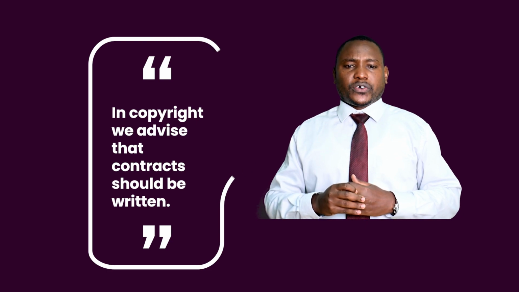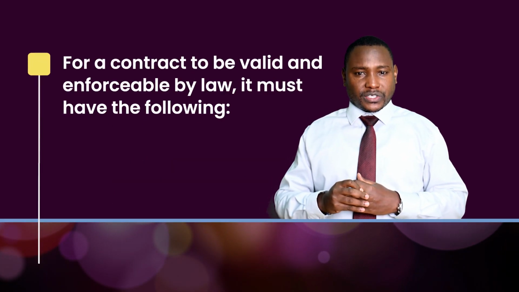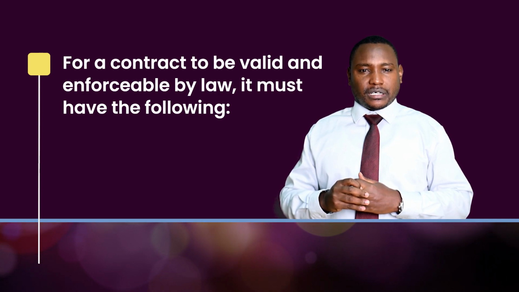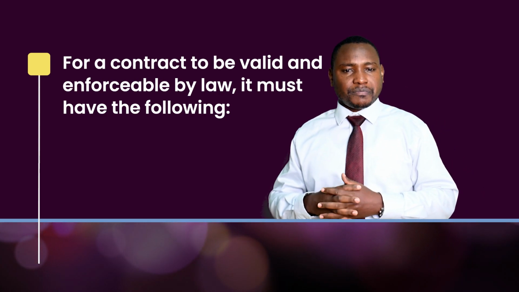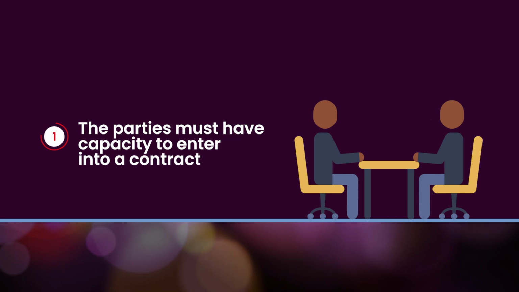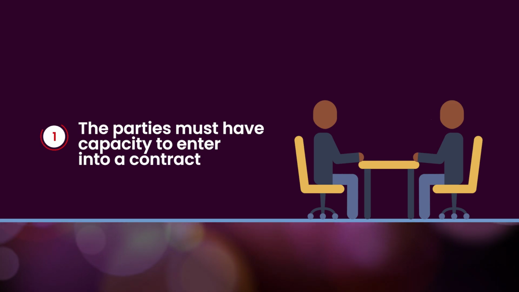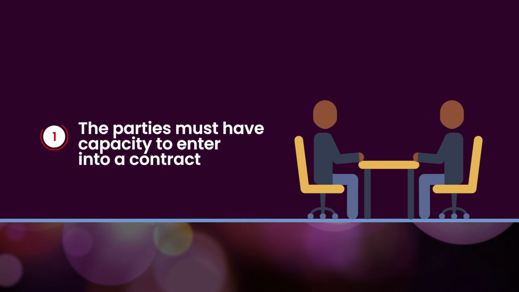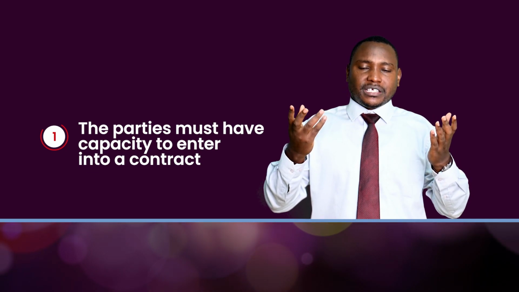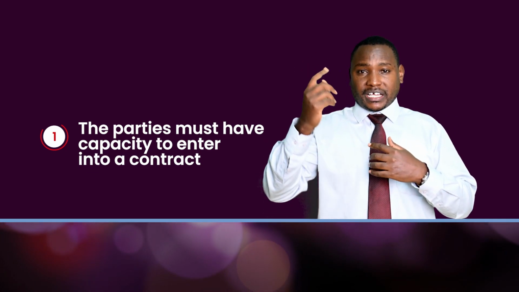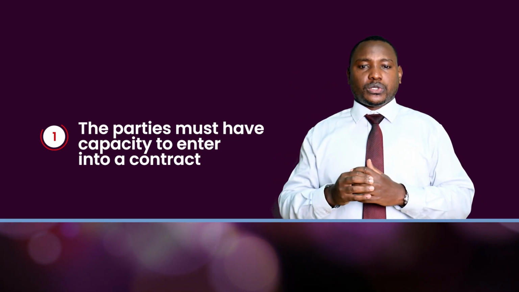So they can be oral or written, but in copyright we advise that it be in writing. For a contract to be valid and enforceable by law, there are specific requirements that the contract must meet. They are the essential elements of a contract, the basic ones. The first one is that both parties must have capacity to enter into the contract. What does capacity mean? It means they should be capable of entering into a contract within the meaning of the law. For example, a minor, a person below the age of 18, lacks capacity to enter into a contract. A person who has a mental incapacity also lacks capacity. However, there are some exemptions that relate to capacity.